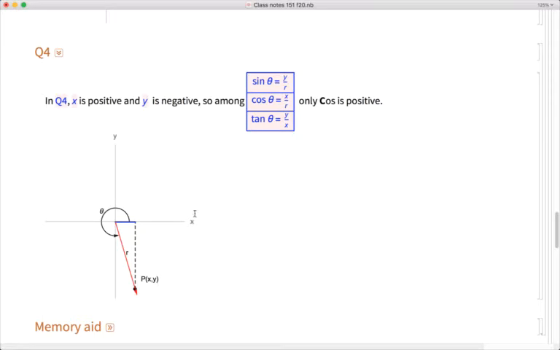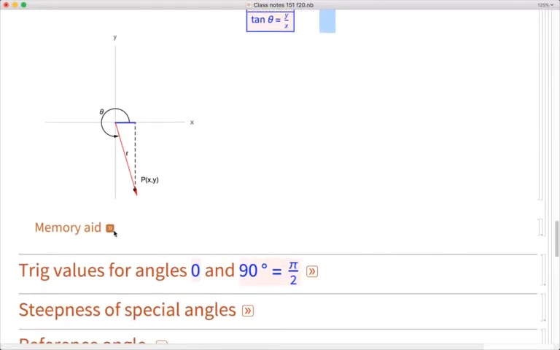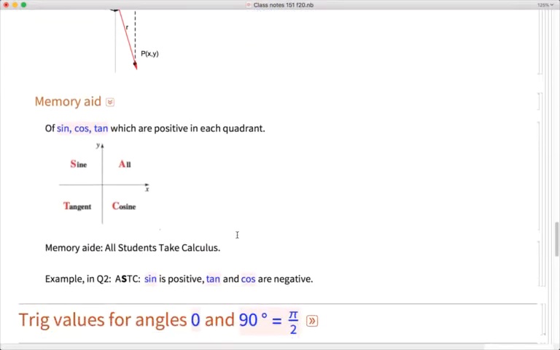This means that the x's are positive. We're below the x-axis. This means the y's are negative. Okay, so y's are negative. That says sine is going to be negative. X's are positive. That says cosine will be positive. X and y have opposite signs, so the tangent is going to be negative. So in summary, quadrant 4, only the cosine is positive.